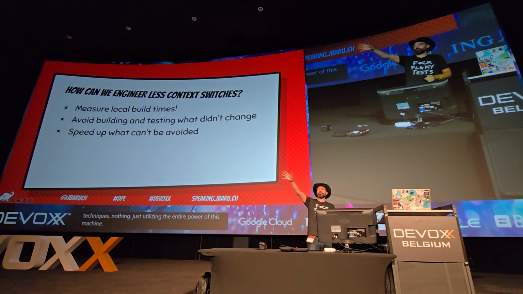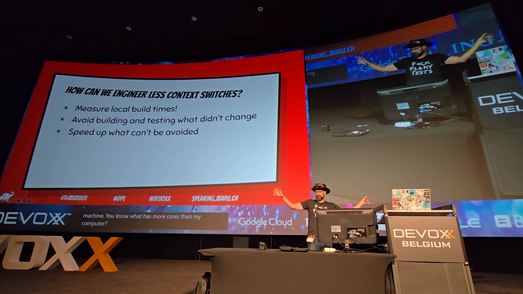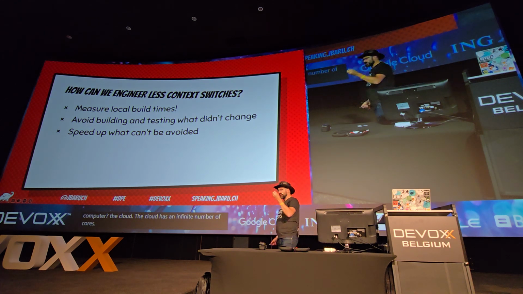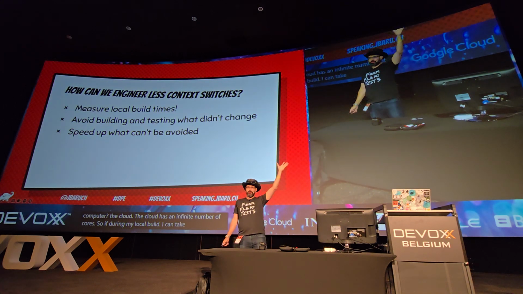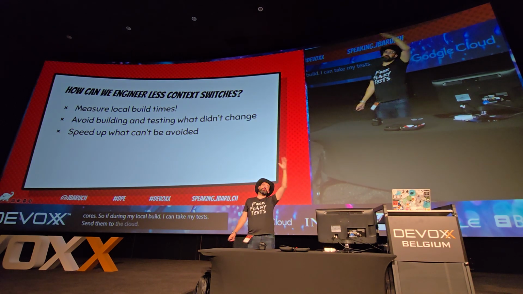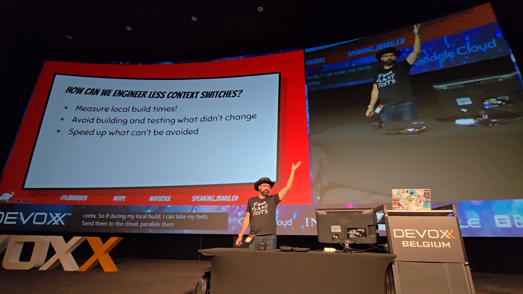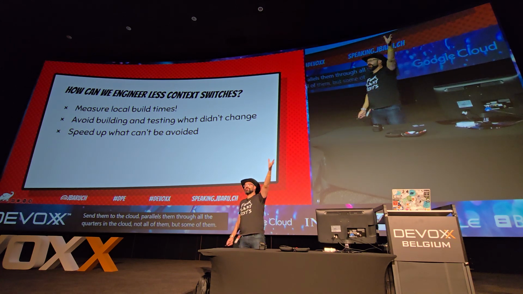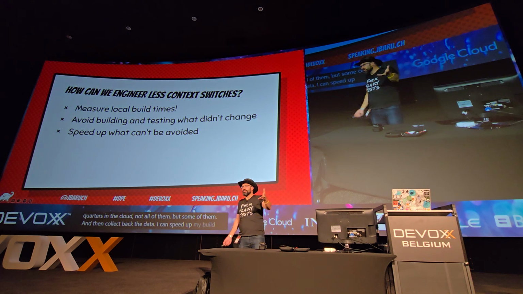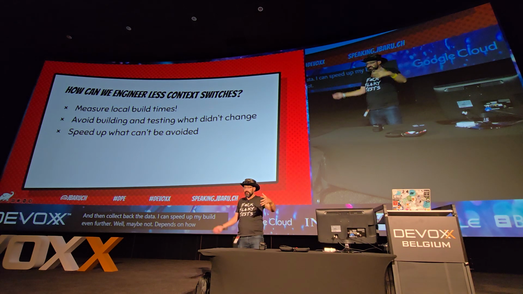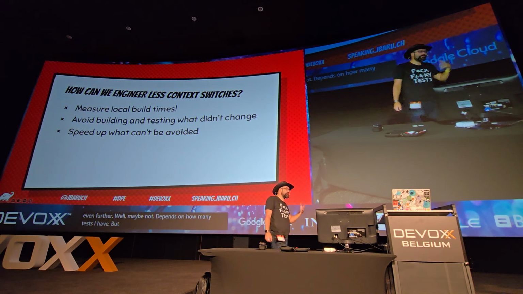You know what has more cores than my computer? The cloud. The cloud has an infinite number of cores. So if during my local build I can take my tests, send them to the cloud, parallelize them through some of the cores in the cloud, and then collect back the data, I can speed up my build even further. Or maybe not, depends on how many tests I have. But sometimes it really speeds things up.